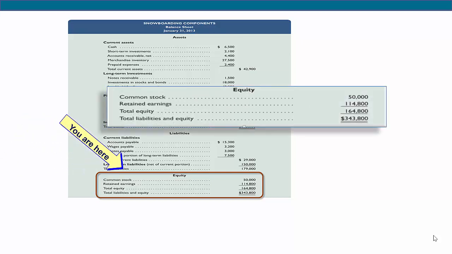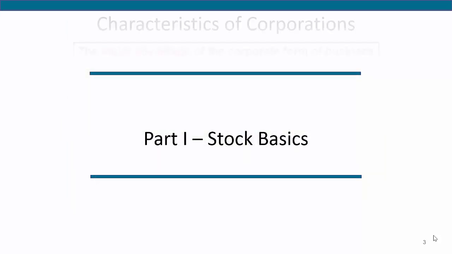In this short set of videos, we will finish our discussion about the balance sheet by focusing on stockholders' equity. We will cover a number of topics, including how to record capital stock transactions and dividend transactions, and how companies really report stockholder equity to their users.